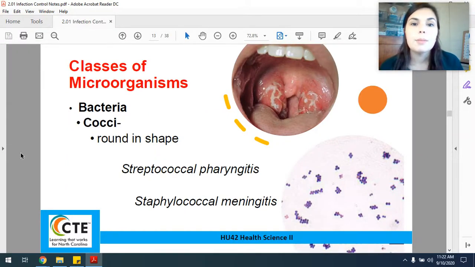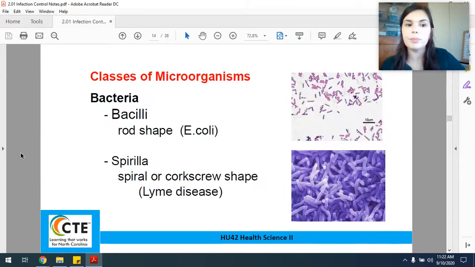There are many different types of shapes and sizes of bacteria. The first one is cocci, and this is round in shape. Streptococcal pharyngitis or staphylococcal meningitis would be an example of a round-shaped bacteria. So if you see cocci in a word, then you know that it's some type of bacteria and that it is round in shape.